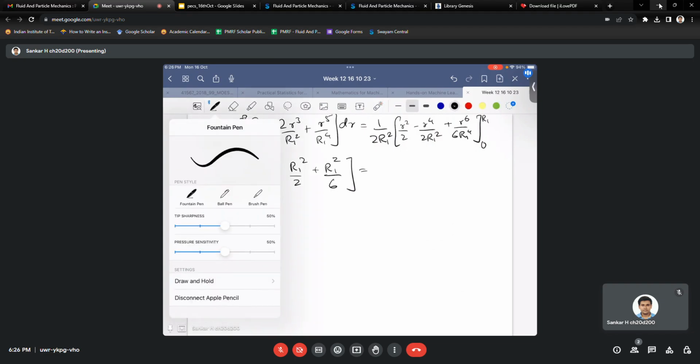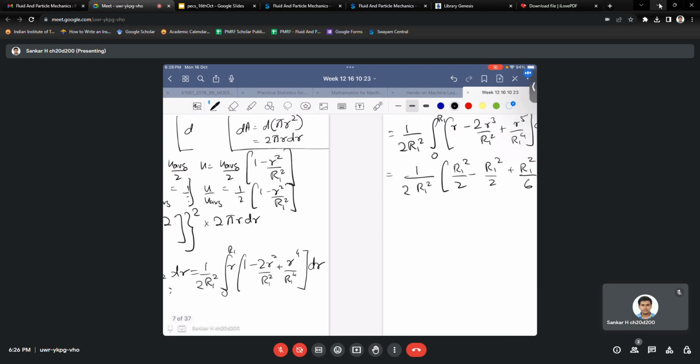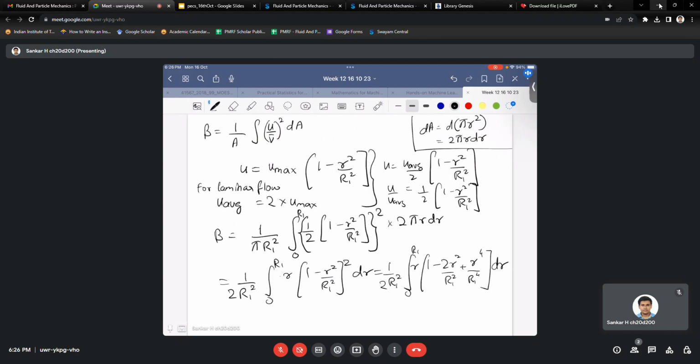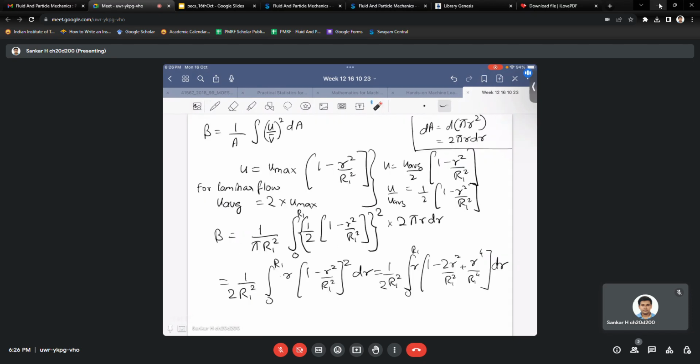You'll get the final answer as square by 2. Okay, r1 square will get cancelled, just 1 by 12. Shouldn't be. I'm not able to figure out where I have made a mistake with the integration. There seems to be some error, but you'll get the final answer as 1.33, which is the beta value for laminar flows. All you need to do is plug in this whole equation into the calculator and you'll be able to get the answer.